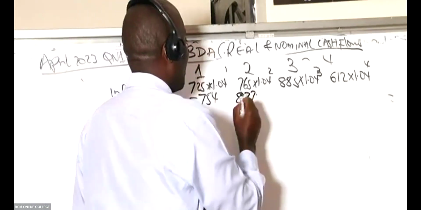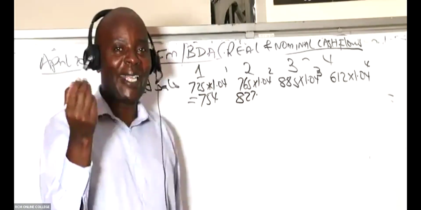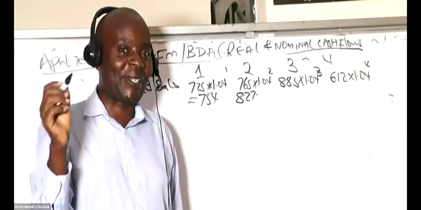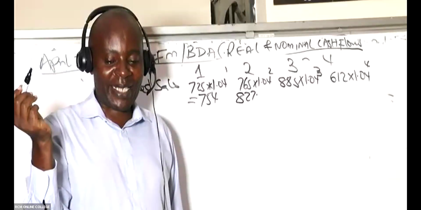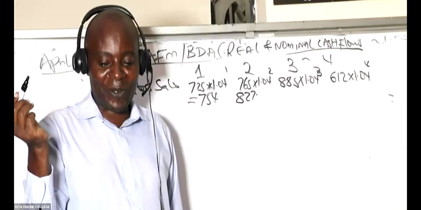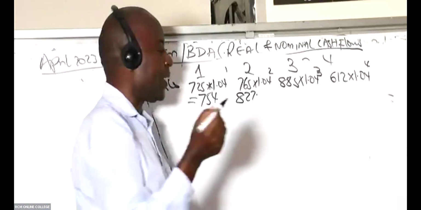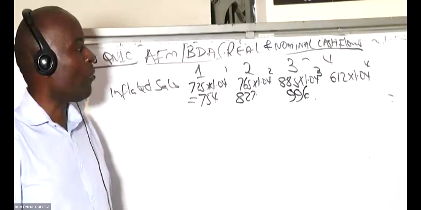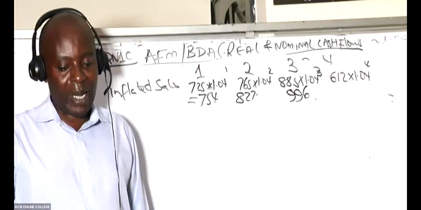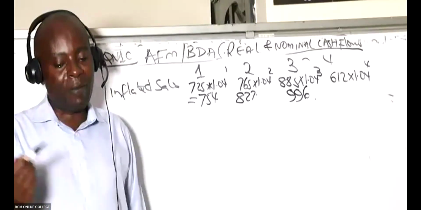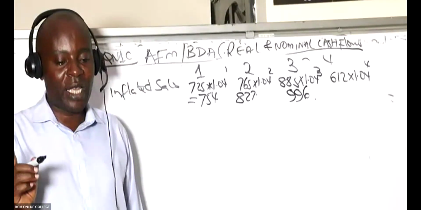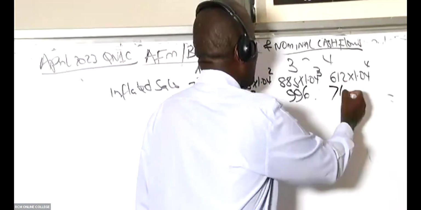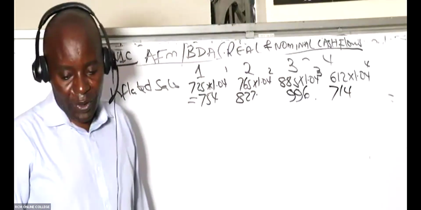827. I can even work with the whole numbers because I know in an exam, you will be more accurate. For me, because of speed, please allow me to work with the whole numbers. Is that okay? So now the next one is 996. The figures are in thousands. And then we go to year number 4, 612 times 1.04 raised to power 4, whole number. For your case, of course, you will need to do 2 decimal places. So we have here 714. I'm being told 716 actually.